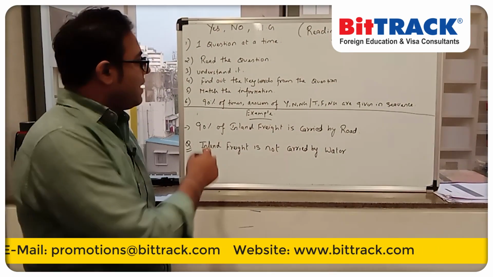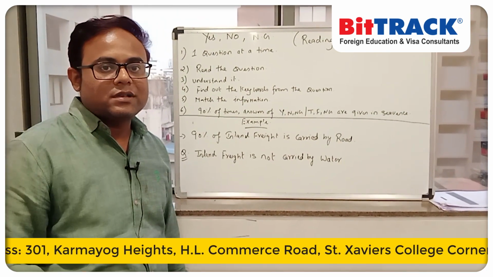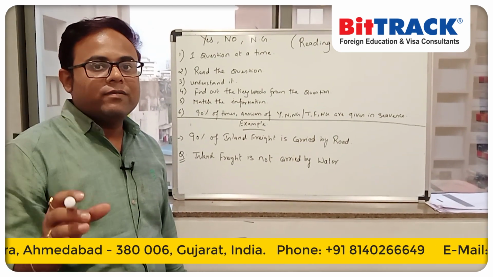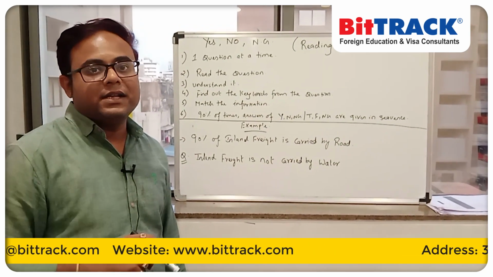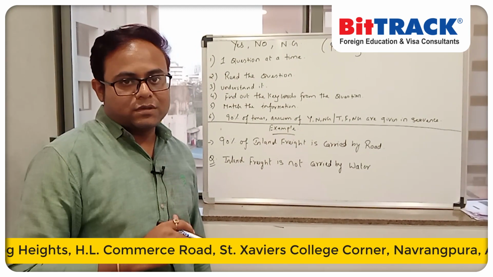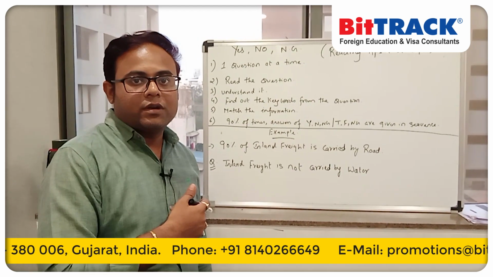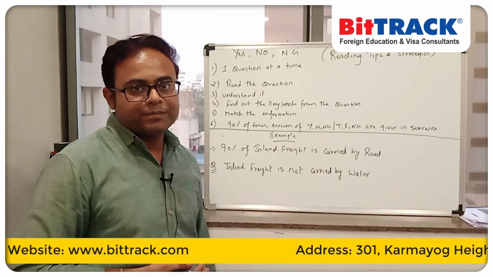The next point is find the keywords from the question. Once you have read the question and understood it, then try to find the keywords from the question. Keywords are those words which will help you to find the information quickly and easily. Most of the time keywords are names and numbers. Many times you will easily find names and numbers in the question, but if they are not there, then you will have to go for other keywords.